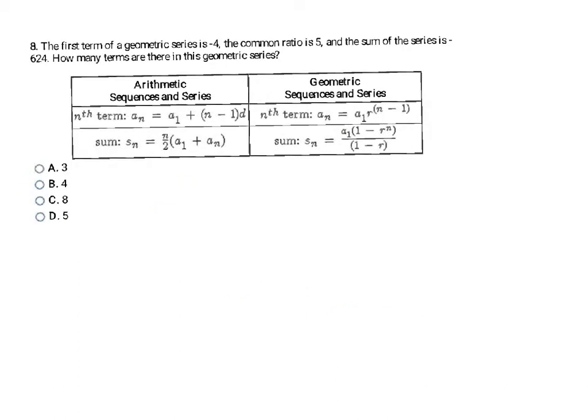This problem here gives us a geometric series with the first term negative 4, the common ratio is 5, the sum of the series is negative 624, and I want to know how many terms there are in this geometric series. Well, right away I see I'm talking about the sum of a geometric series, so I'm going to be using this formula right here.